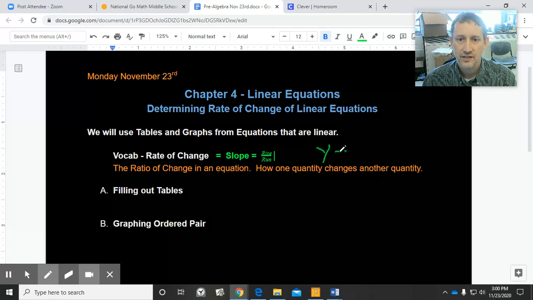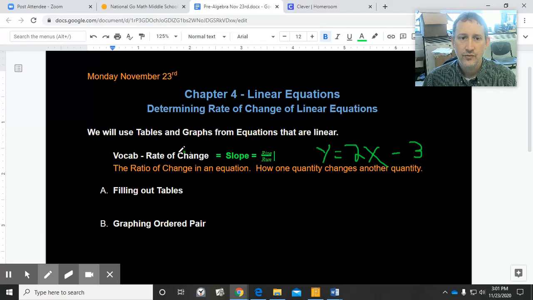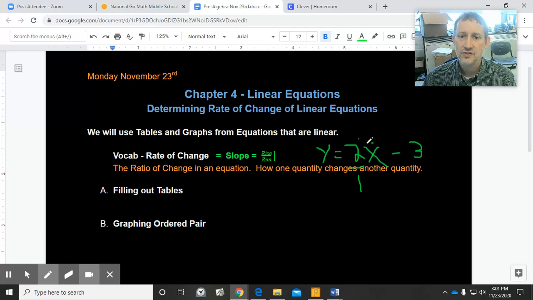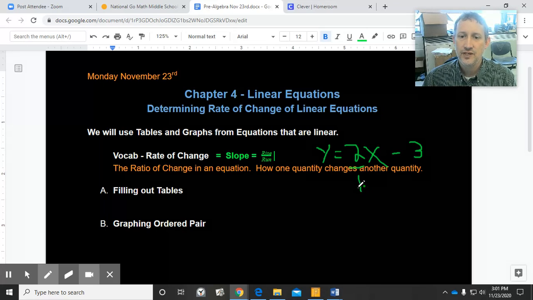Y equals 2x minus 3. Here the rate of change is 2. Well, I thought slope was rise over run. All I see is the rise. Do you remember, if you just have a whole number, you just divide it by 1. So that's your change in y's over your change in x's. That shows as x changes by 1, your y is going to change by 2.